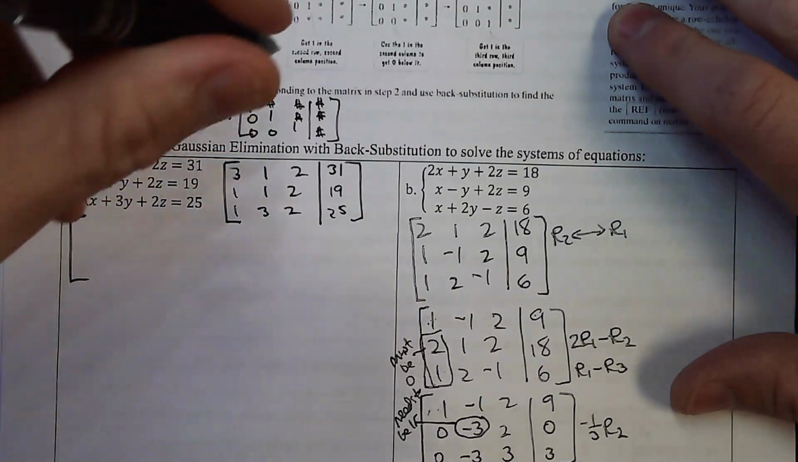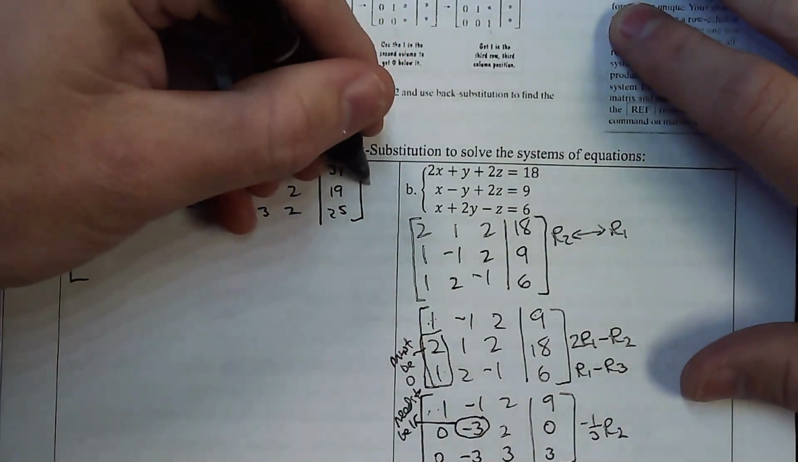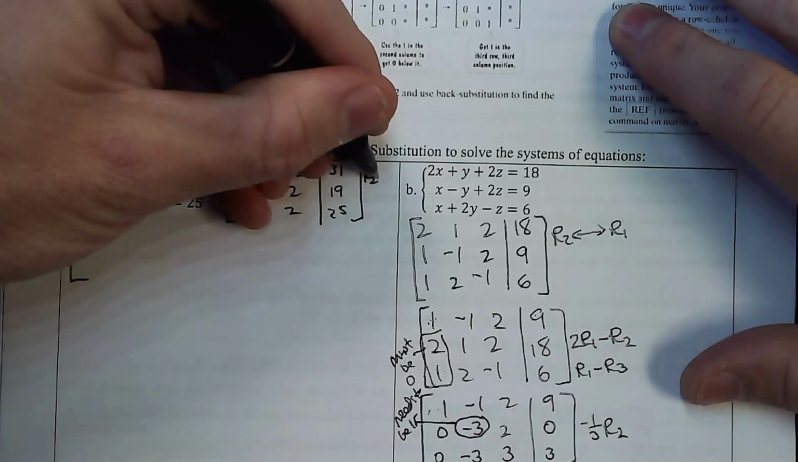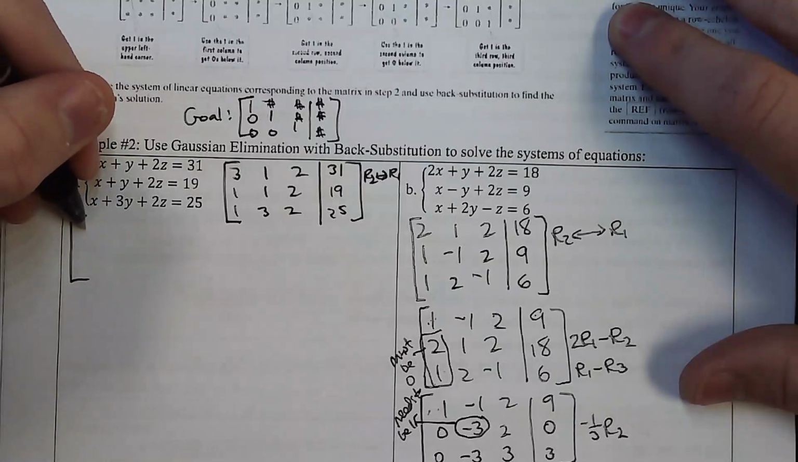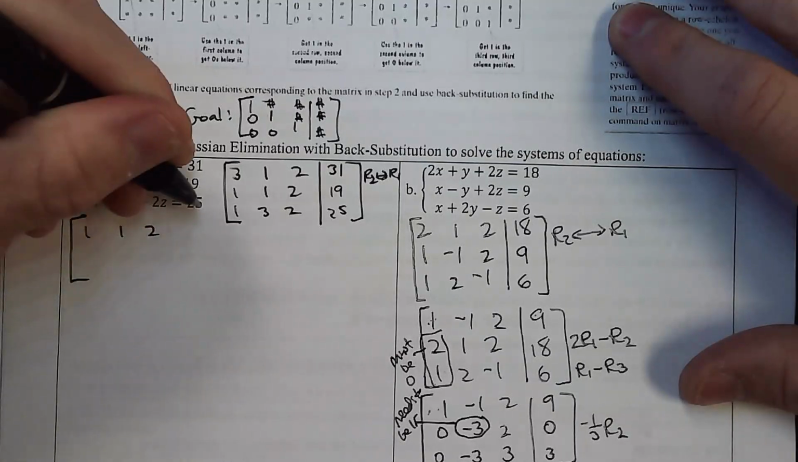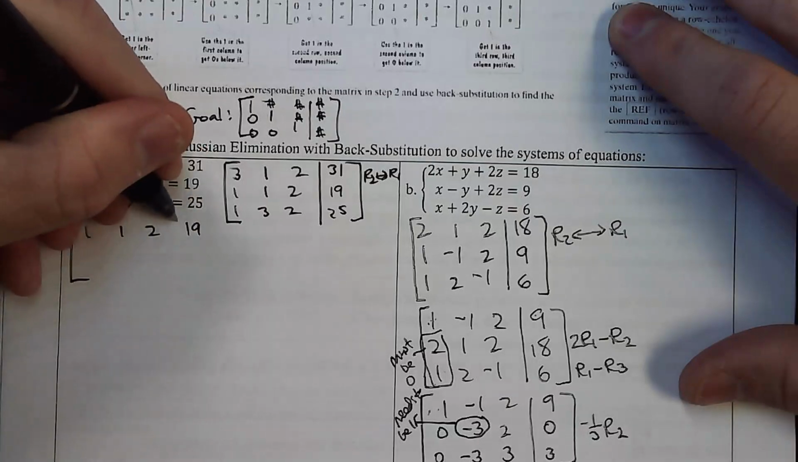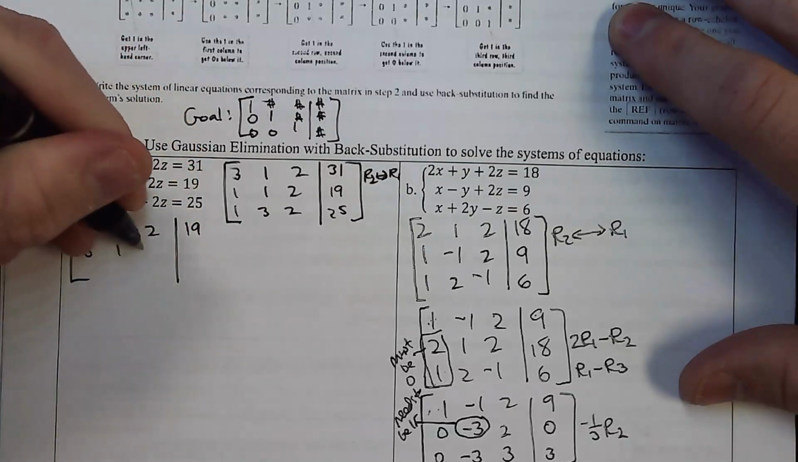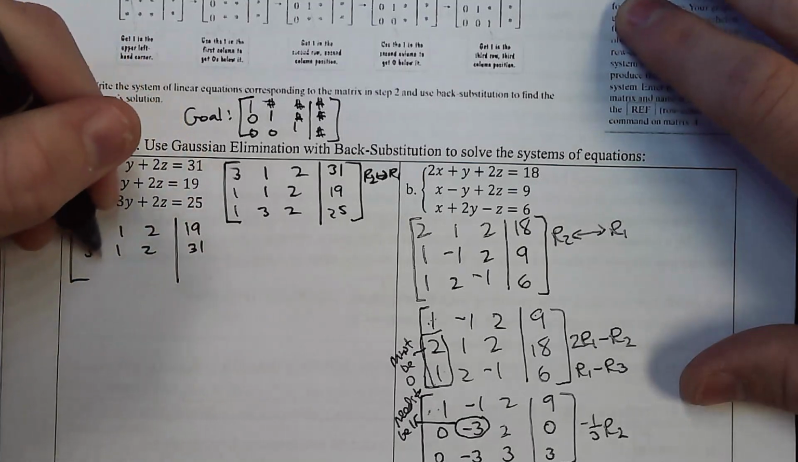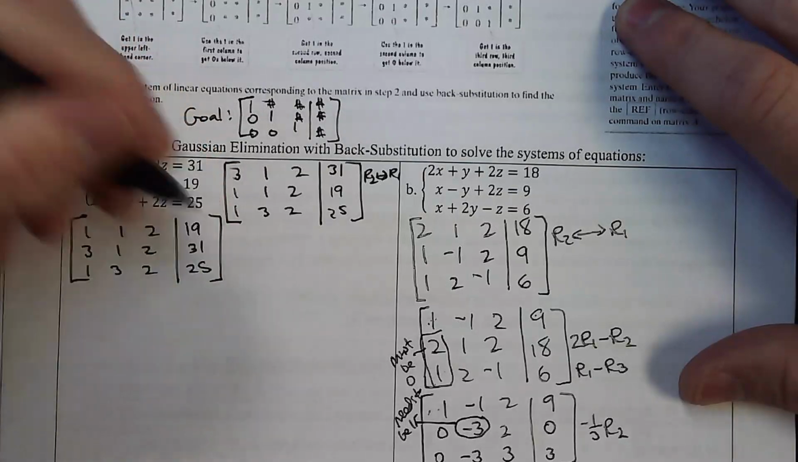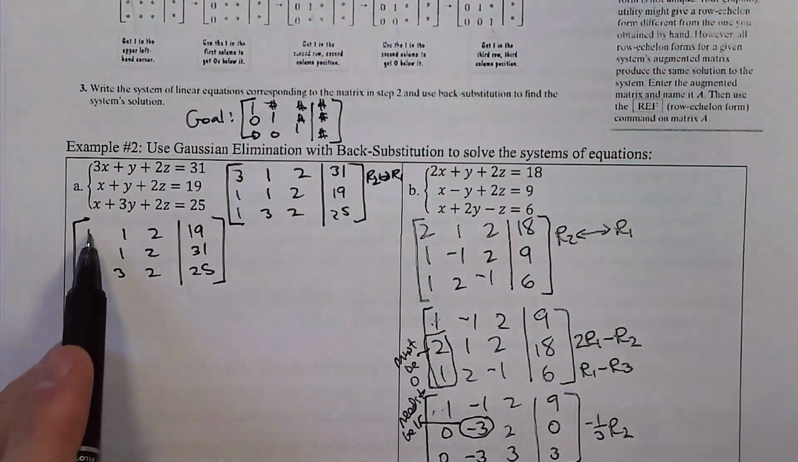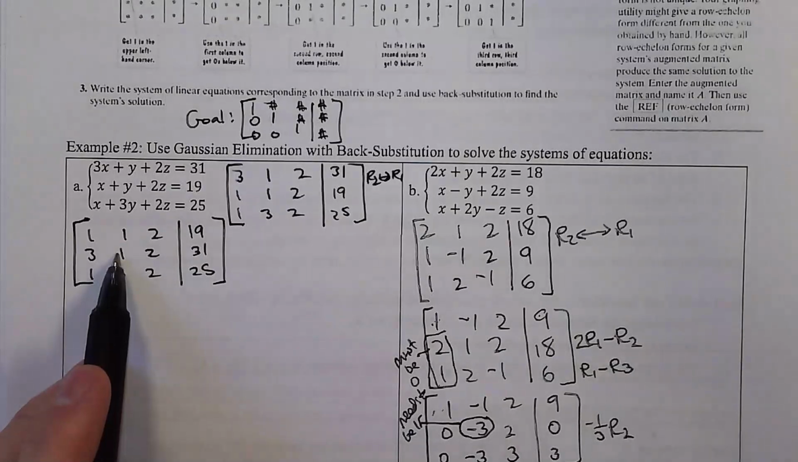I need this to be a 1. I see a 1 there and there, so I could switch the second row with the first row or the third row with the first row. I'm going to switch the second and the first row. So I'm going to do R2, R1. So I'm going to have 1, 1, 2, 19, 3, 1, 2, 31. There is a way to do this in the calculator, by the way. I'll show you that later. So now I've got, oh, look at that, I got a 1 there, too.